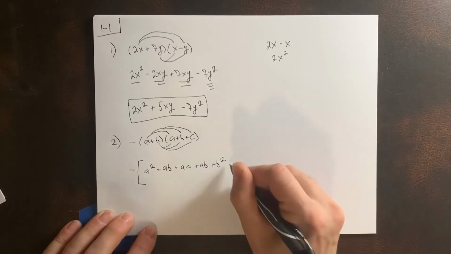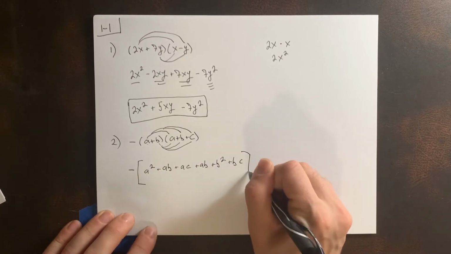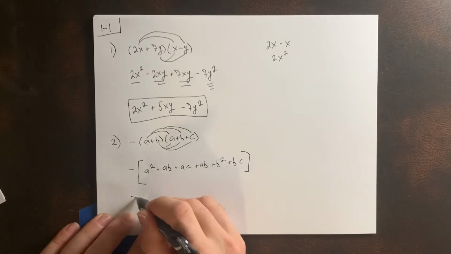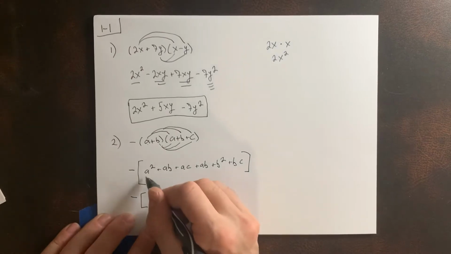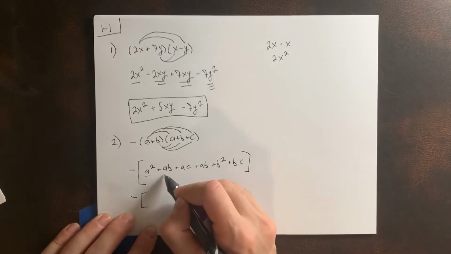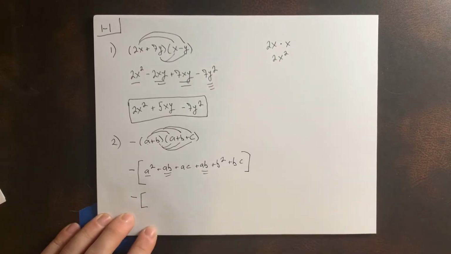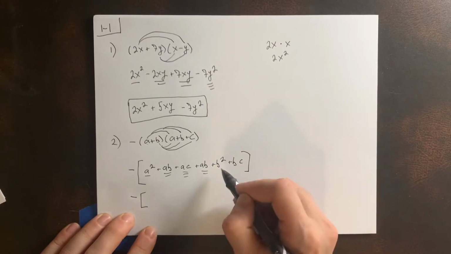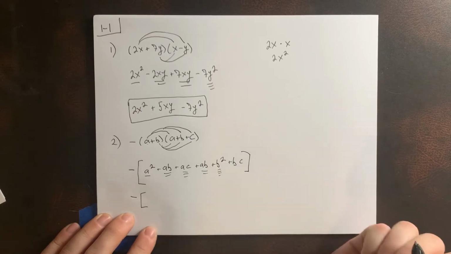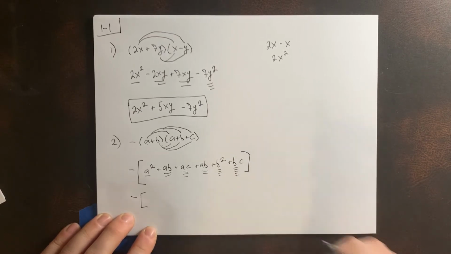And b times a c is bc. Okay, so we still have this minus sign. So now let's combine all the like terms again. So only one a squared term. Here we have an ab, but we also have an ab right here. Here's an ac. We only have one of those. Here's a b squared. We only got one of those, and then here's a bc.